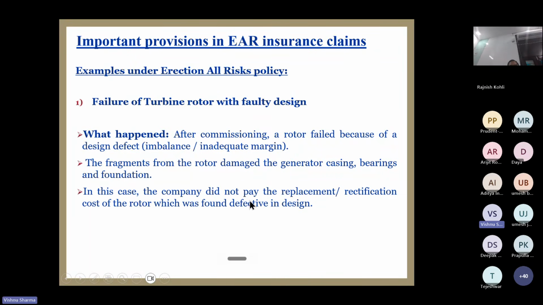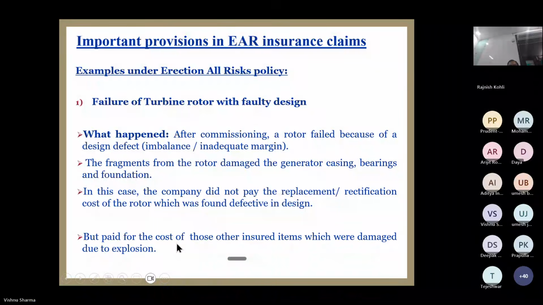In this case, the company did not pay the replacement and rectification cost of the rotor, which was found defective in design. The piece with the defective design was not paid for, the rest was paid, that is, the cost of other insured items. This is what our design defect endorsement says: the defective part alone will not be paid, the rest everything will be paid. This is the case of DE4. Okay.